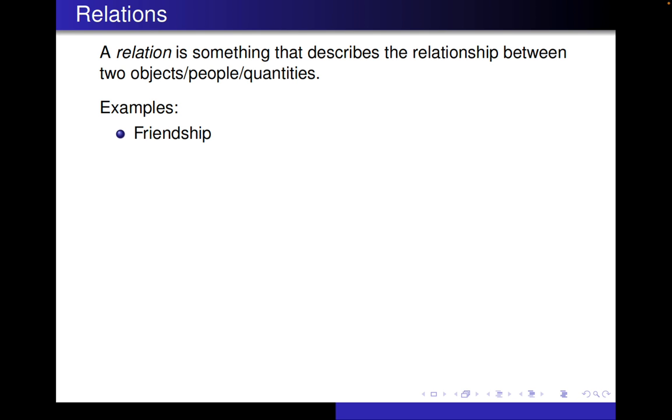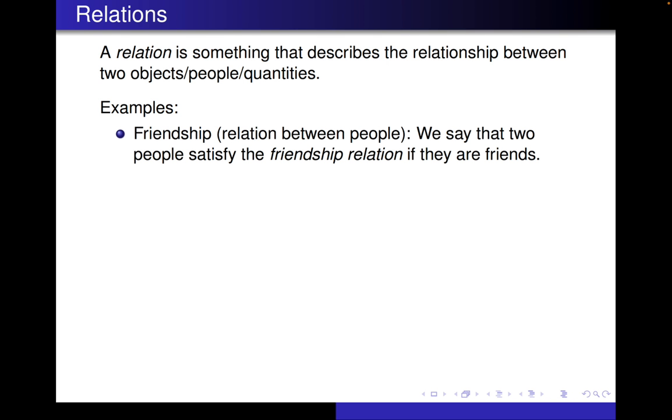We could talk about relations between people, right? One relation between people is friendship. If you take two people, either they're friends or they're not friends. So we say that two people satisfy the friendship relation if they are friends. So if I pair myself with another person who is my friend, that pair of people, we're in a friendship relation. If not, then we're not.